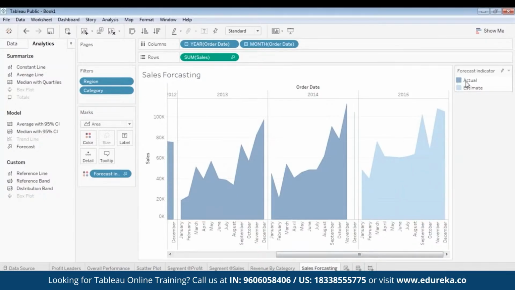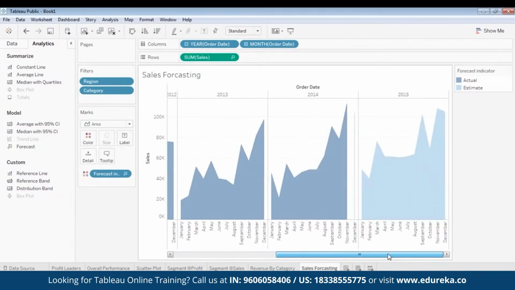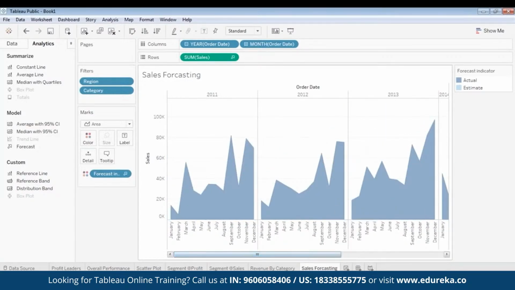You can see the color combination for actual. This is the actual data, right? 2011, 12, 13, 14. This data we were already having, right? And this is the estimate. 2015 will be there. Now if you see a trend, right?